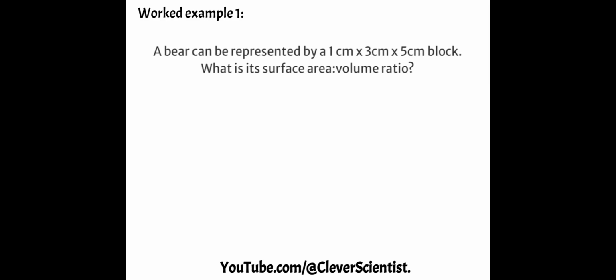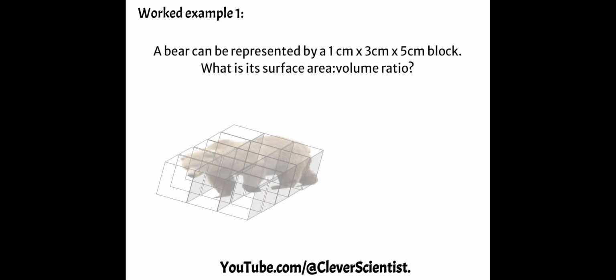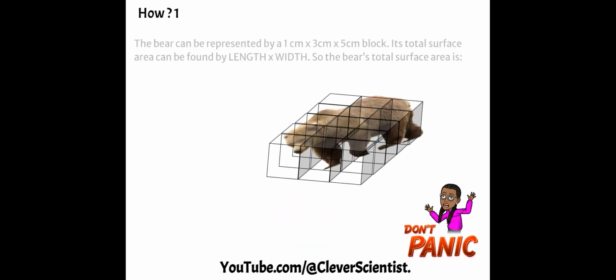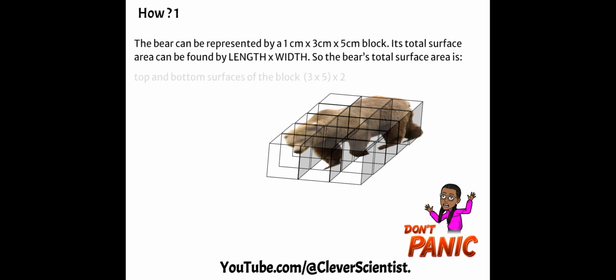Let's put this process into practice. Let's use a worked example. A bear can be represented by a 1 centimetre by 3 centimetre by 5 centimetre block. What is its surface area to volume ratio? So the bear is represented by this block with those dimensions.